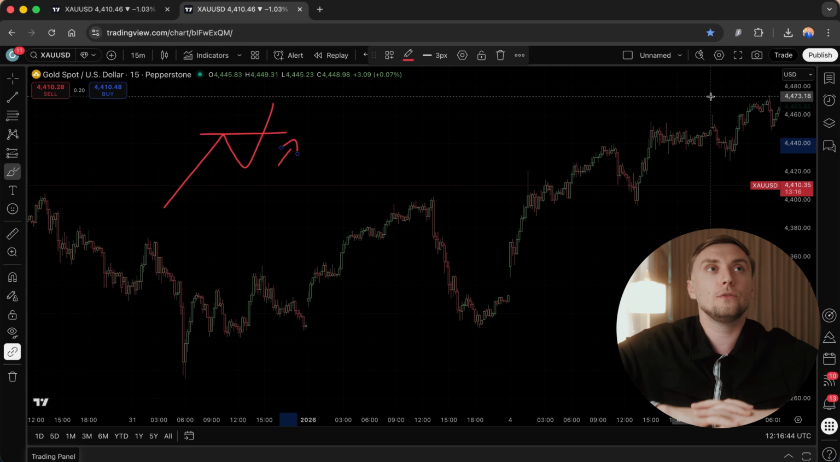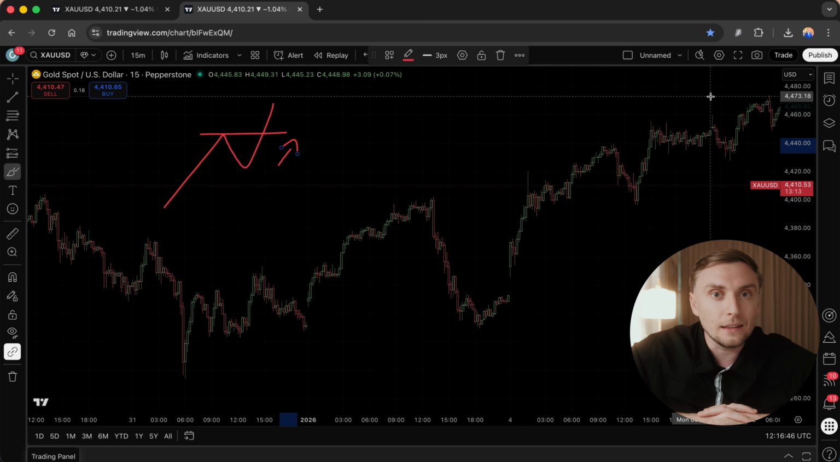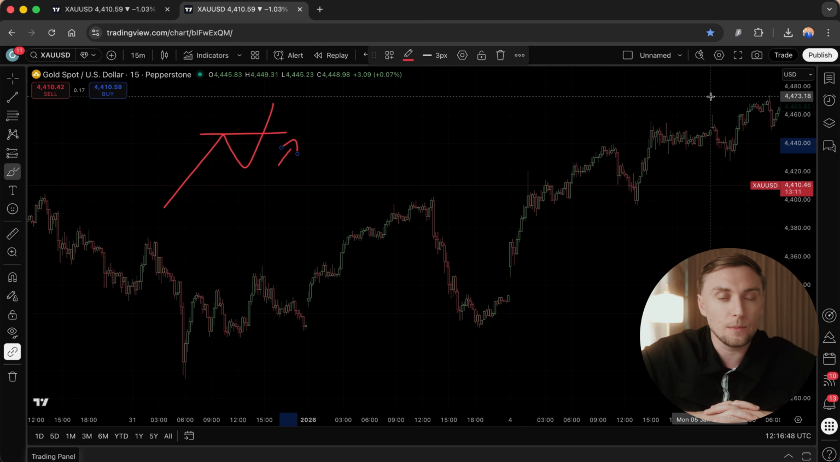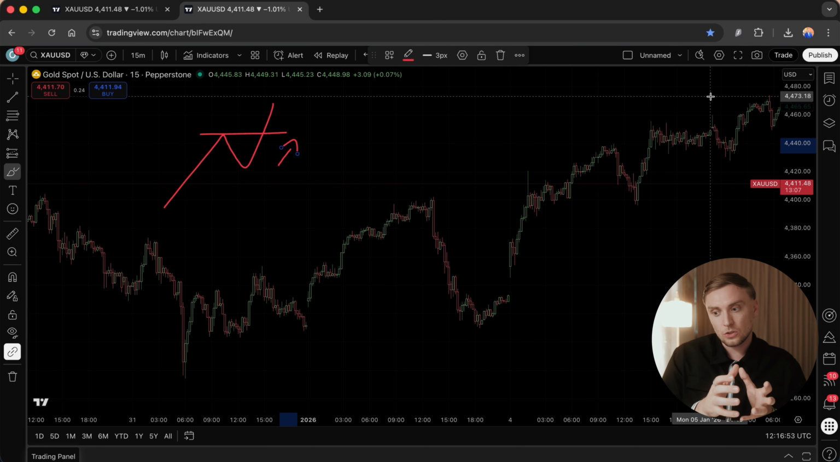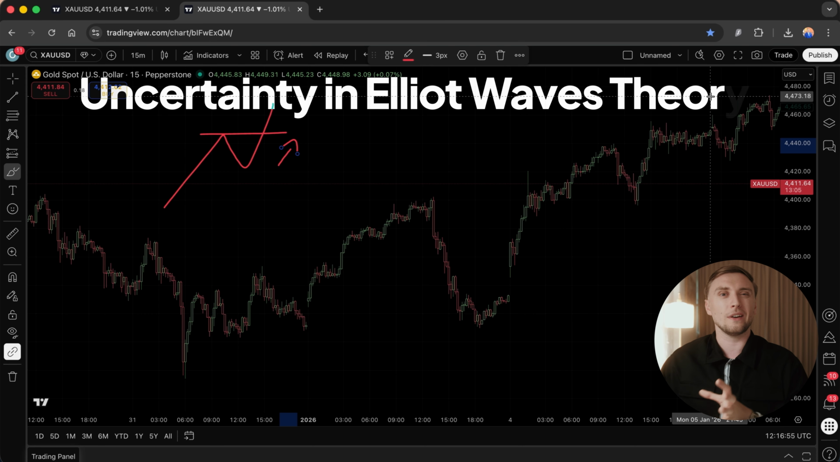And even if we say that this ABC pattern is part of the Elliott wave trading strategy, the minus of Elliott waves is that there is a lot of uncertainty.